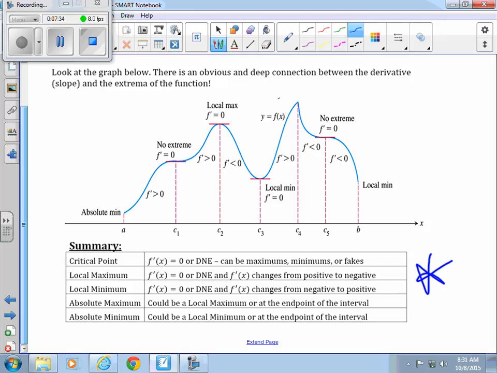The only reason I don't like it is because it's not very mathematical. It's good though, because it kind of helps you remember it.